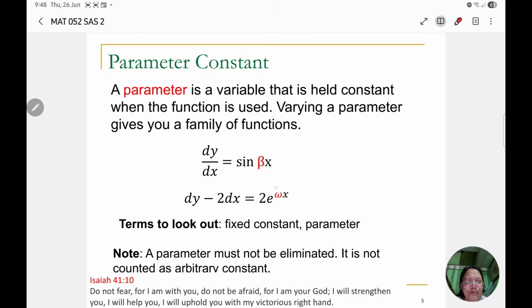So what are the terms to look out for? If the problem has written there fixed constant, or parameter, or another phrase, held constant, you will know that it is a parameter. Note that a parameter must not be eliminated. It is not counted as an arbitrary constant. Okay?